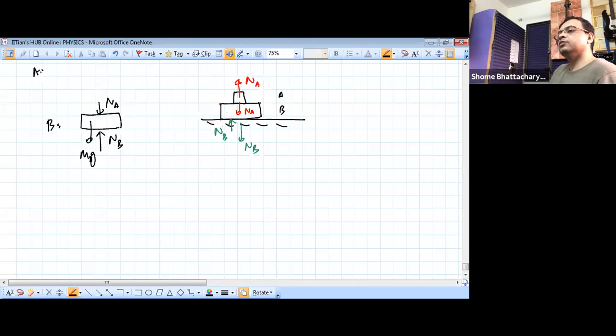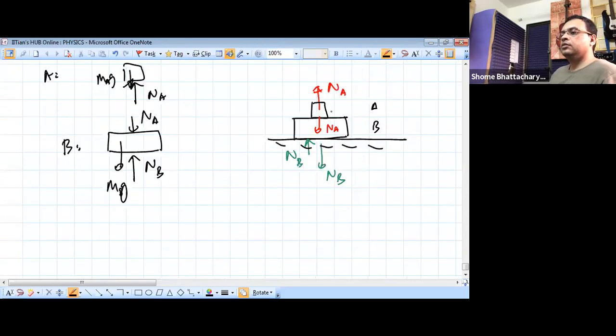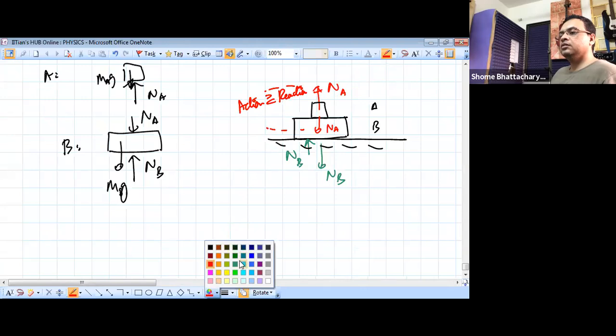This is the block B. Whereas the block A you see, then नीचे से the floor, I mean B is pushing it up with a normal reaction like this, and of course it has its own weight, which is like this. So these are the action-reaction pairs. So this and this are an action-reaction pair. This and this, they're an action-reaction pair. Similarly, these two are an action-reaction pair.